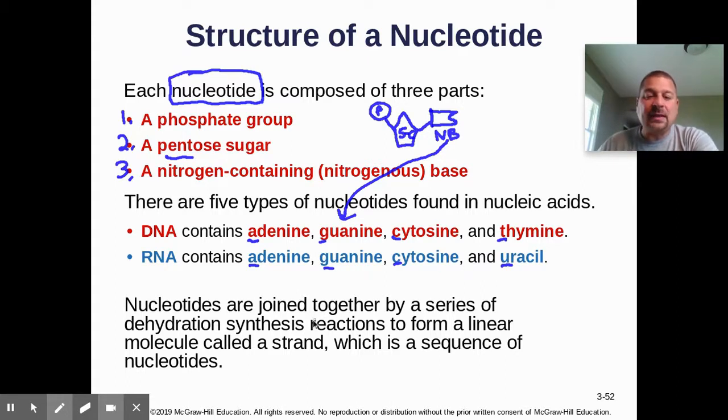Nucleotides are joined together by a series. Again, how do we join biomolecules? Dehydration synthesis, which forms a linear molecule. And we'll look at pictures of these in future slides of this sugar phosphate backbone with the nitrogenous bases kind of stick off the inside or towards the middle.